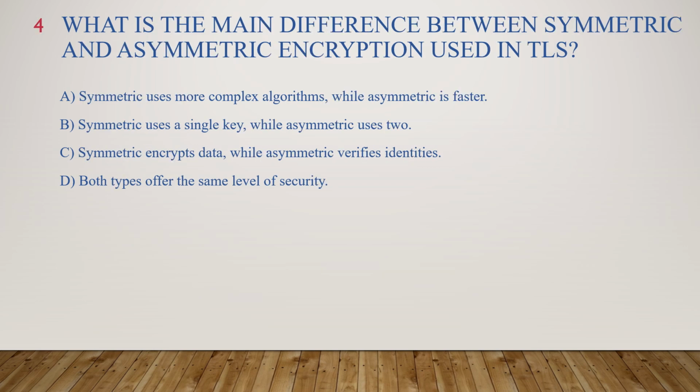Question number 4. What is the main difference between symmetric and asymmetric encryption used in TLS? A. Symmetric uses more complex algorithms, while asymmetric is faster. B. Symmetric uses a single key, while asymmetric uses two. C. Symmetric encrypts data, while asymmetric verifies identities. D. Both types offer the same level of security.